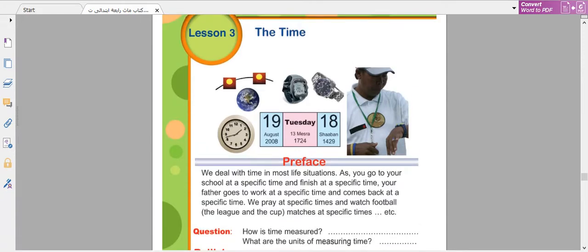Time is an important lesson because we use time every day, every moment. We use time to know what's the time to get up, what's the time to go to school, what's the time you come back from school, what is the time to pray, what's the time to have lunch, what's the time your father will go back from work, etc.